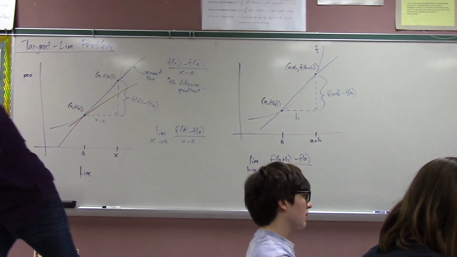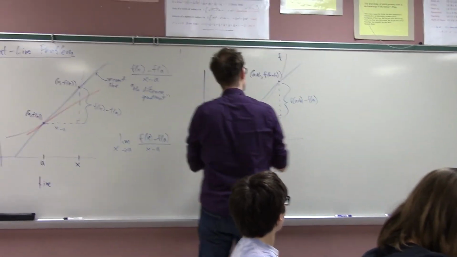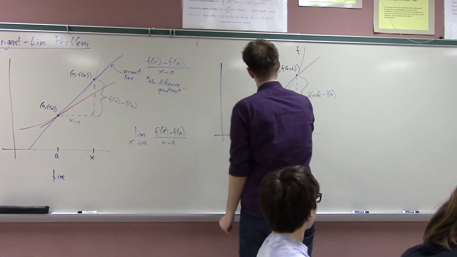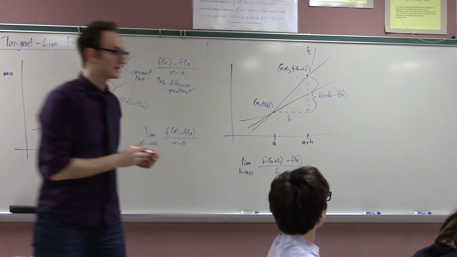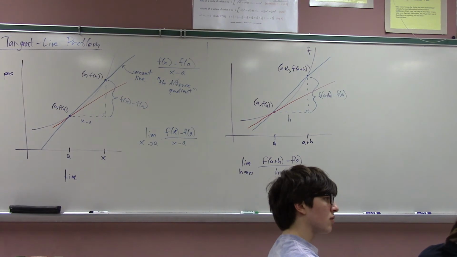Exactly. In order to get the slope of the tangent line, I take the slope of the secant line and I move that point infinitely close to that point. And that, for us, with this notation, means basically letting h go to 0. Is everyone cool with that? All right, let's do one.